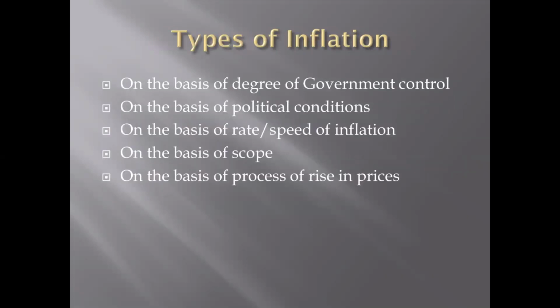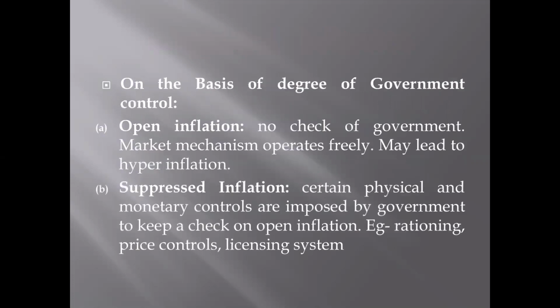Basically, there are 5 types of inflation: on the basis of government control, on the basis of political conditions, and on the basis of speed, scope, and process of rise in prices. So we will be explaining it one by one. One is on the basis of degree of government control. First is open inflation. Open inflation means market mechanisms are freely operating without any check of the government, right? If it remains without the check of the government for a long period of time, it may lead to hyperinflation.